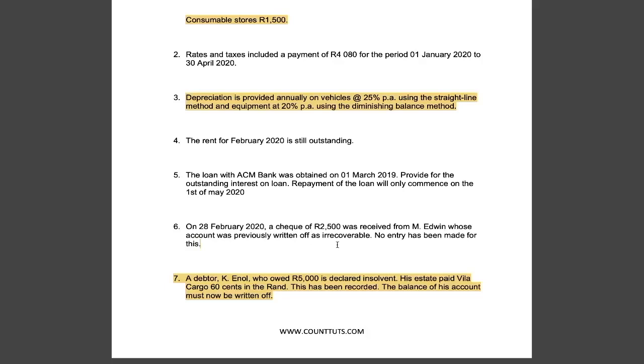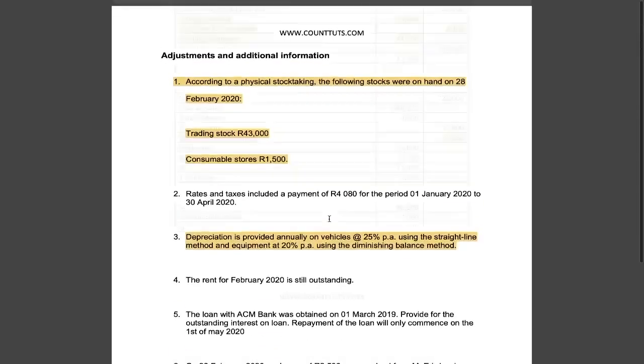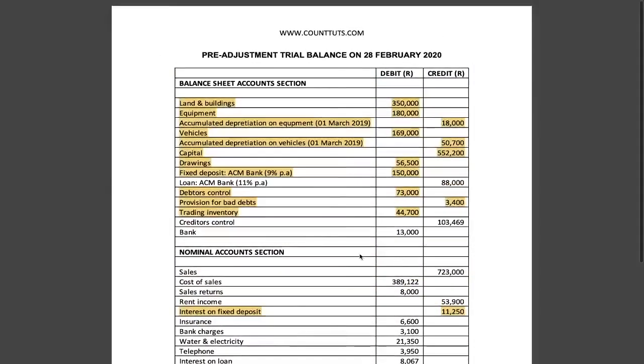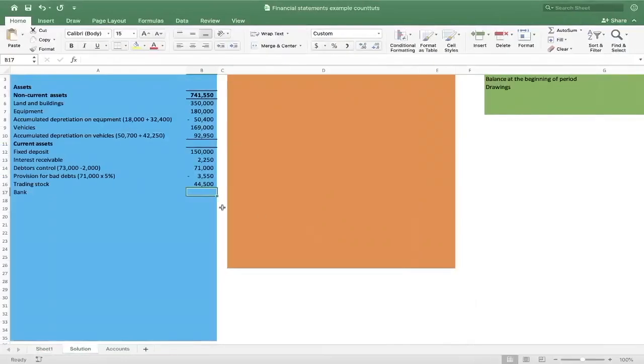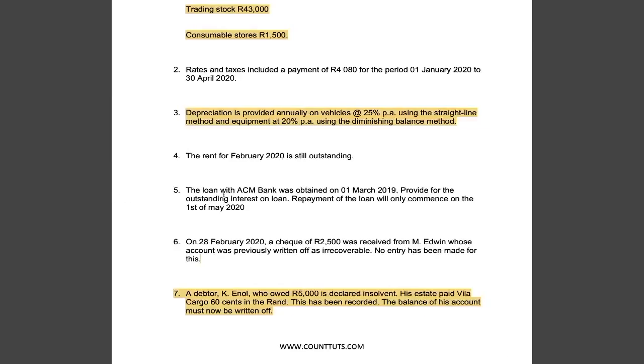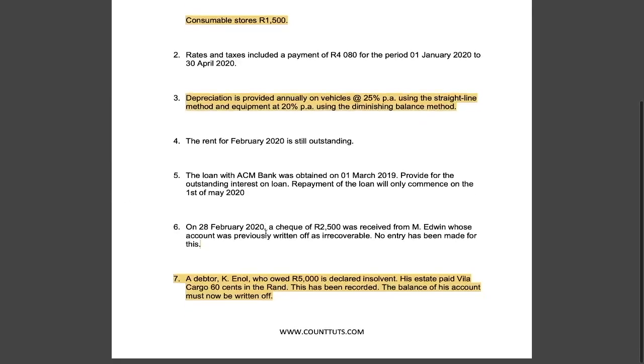Okay, so for our bank account, remember we have 13,000 rand in the pre-adjustment trial balance. We're going to add that 2,500 rand which was received. Okay, so I'm going to put it here, 13,000 rand plus the 2,500 rand. And then before we continue from note 6, what else do we know about receiving money from someone whose account was written off as irrecoverable? We know that that is called bad debts recovered. And what do we call bad debts recovered? What is it? It's an income.